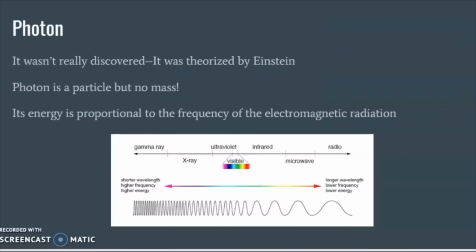So the photon wasn't necessarily discovered but theorized by Einstein. And a photon is interesting because it doesn't have any mass, and its energy is proportional to the frequency of the electromagnetic radiation. We've all seen in other science classes, maybe other physics classes, this right here, the electromagnetic spectrum, that's pretty important. We need to remember that light doesn't just reside in the visible spectrum, but there are a lot of forms of light and a lot of energy levels of that light.